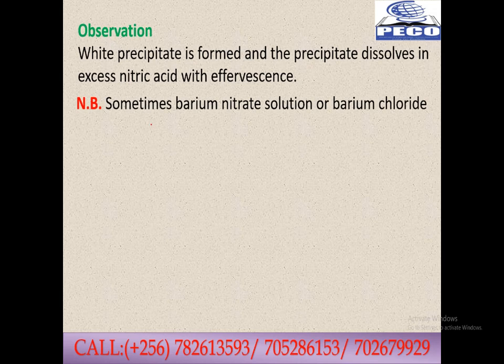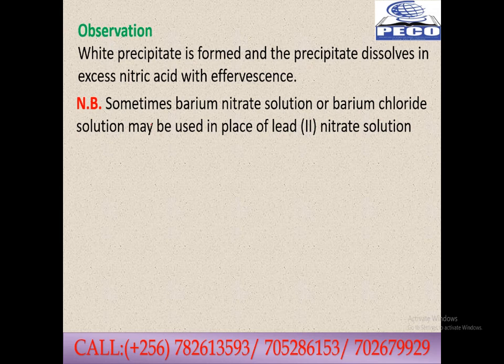And B, sometimes barium nitrate solution or barium chloride are used with lead 2 nitrate. So this is what we mean. You get your carbonate. This time we are using sodium carbonate. Add there lead 2 nitrate. Remember, we have just said that we can either use lead 2 nitrate, or you can use barium nitrate, or barium chloride instead of lead 2 nitrate. So this one can be substituted with any of these: barium nitrate, barium chloride.